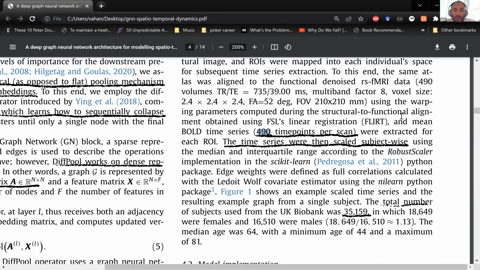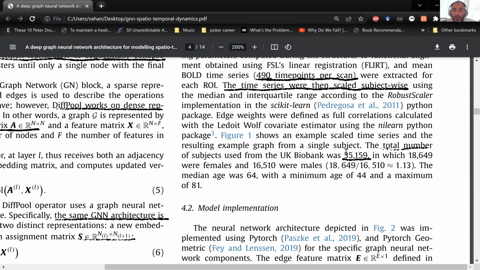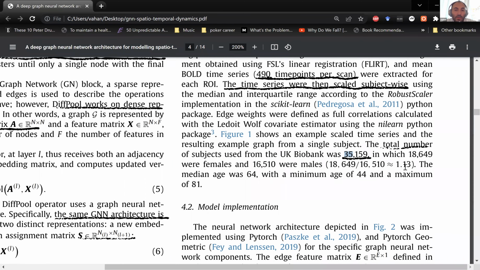there were 490 time steps per scan. Again, each graph had the same number of time steps, which also helps with our modeling principles, I think. And then we also have 35,000 scans or graphs, approximately equal female male. We also have information about their ages.